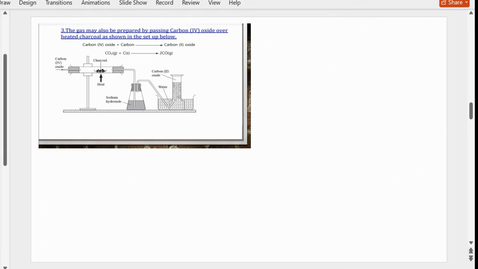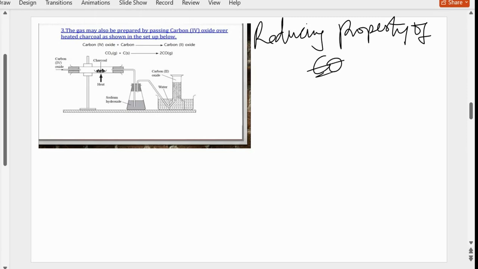Maybe we can look at the other setup, where the gas may also be prepared by passing carbon dioxide over heated charcoal, as shown in the setup below. In this setup, what you should note is we are preparing CO and at the same time testing the reducing property of charcoal, which is the same as carbon. Because if you can see well, we have CO2 from this point and then it is passed over heated charcoal here.